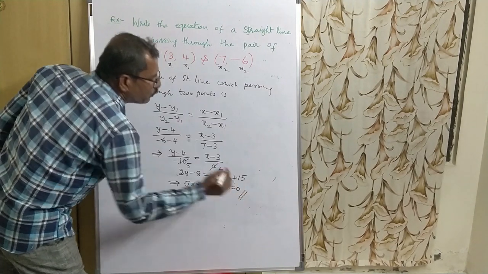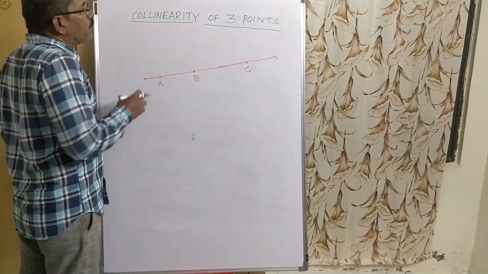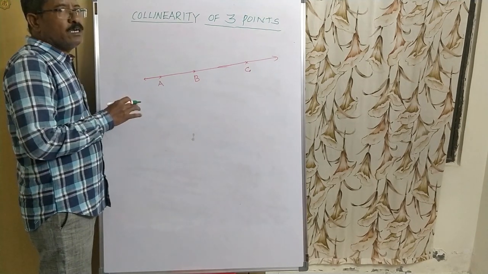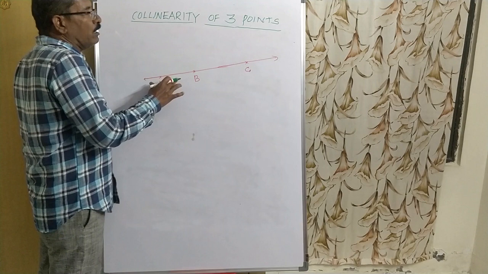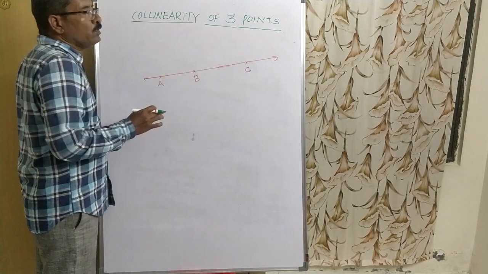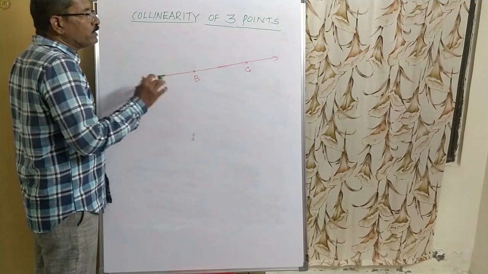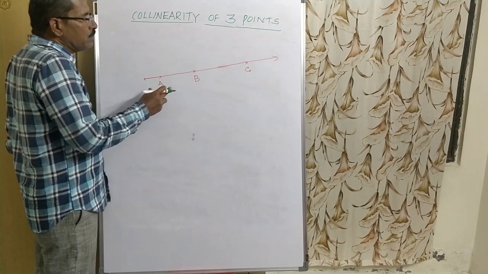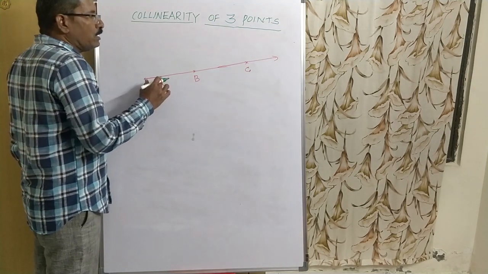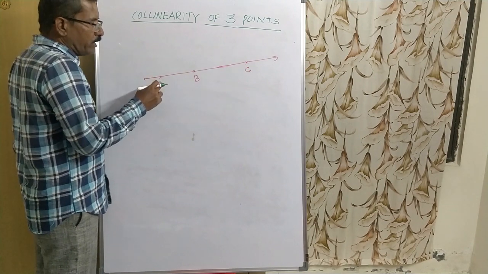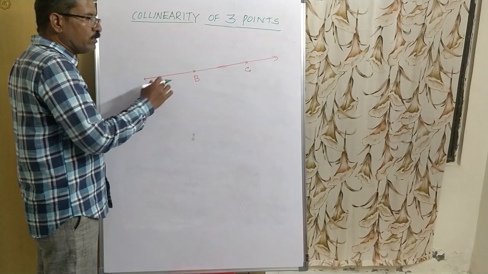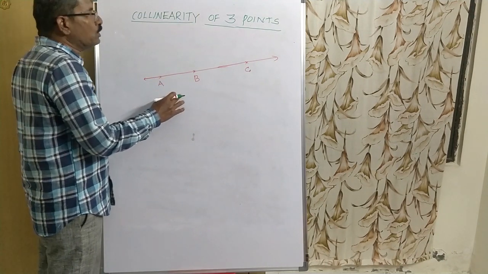Another concept is collinearity of 3 points. What is collinear? If the points lie on the same line, then the points are said to be collinear. How can you prove this? Suppose AB plus BC is equal to AC, that means A, B, C are on the same line. AB plus BC is equal to AC shows the 3 points lie on the same line.